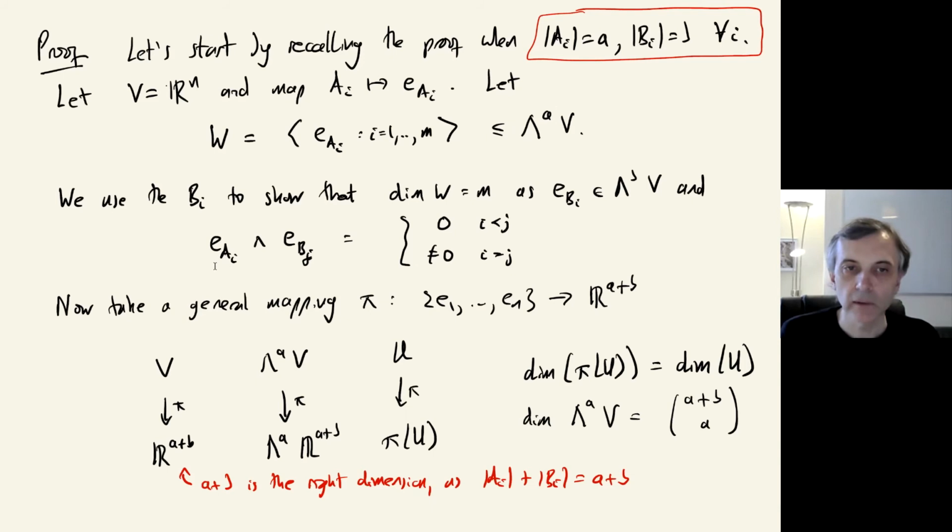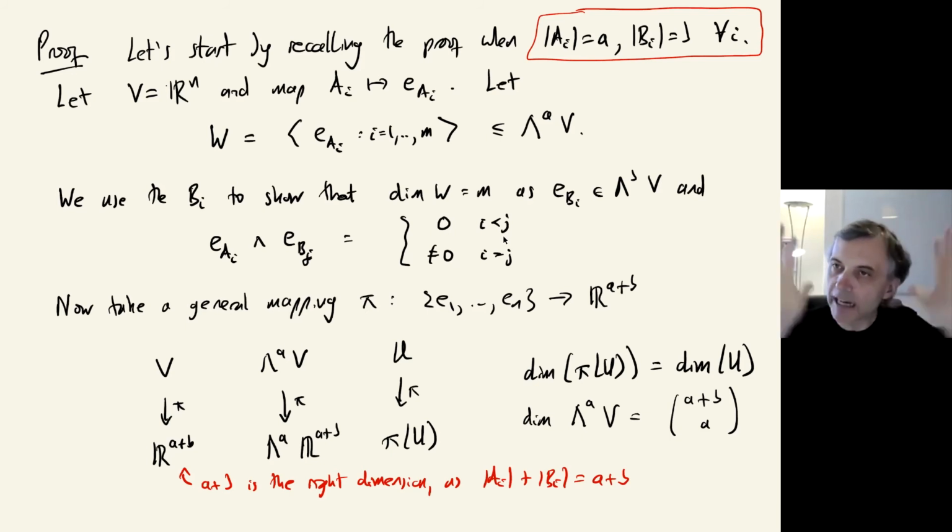Why? Well, e_A wedge e_B is 0 if i is less than j because there's a common element, just as before, and it's non-zero if i equals j because they're disjoint, and we're in a huge vector space anyway, so there's no issue with linear dependence. So sitting in the big space, we have an m-dimensional subspace.